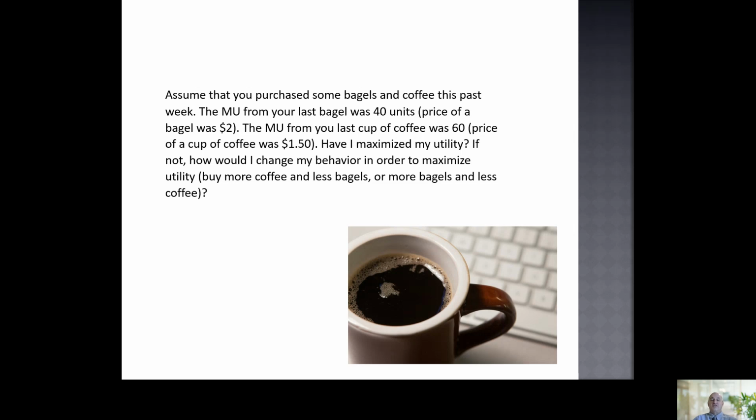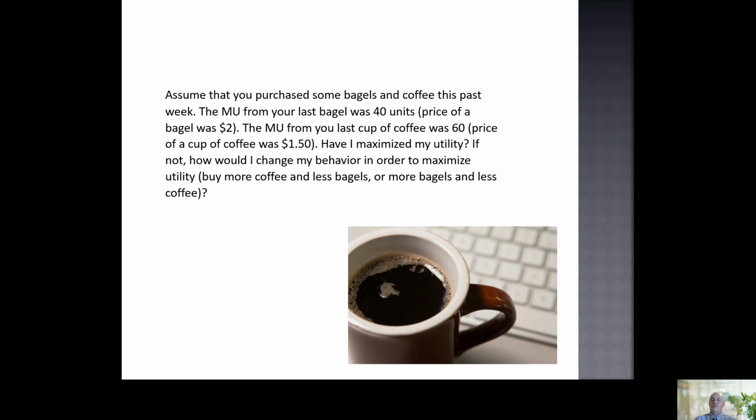So with my decision this week, how did I do? Did I maximize my level of satisfaction? Did I maximize my utility? Again, the first thing you should look at is the marginal utility to price ratios, and you'll recognize they are not equal to each other. 40 divided by 2 does not equal 60 divided by 1.50.